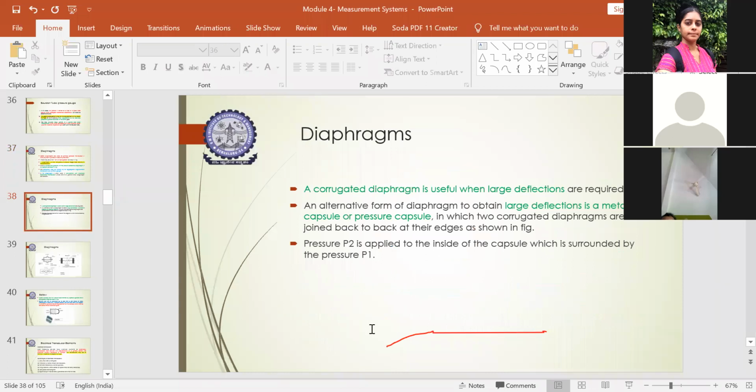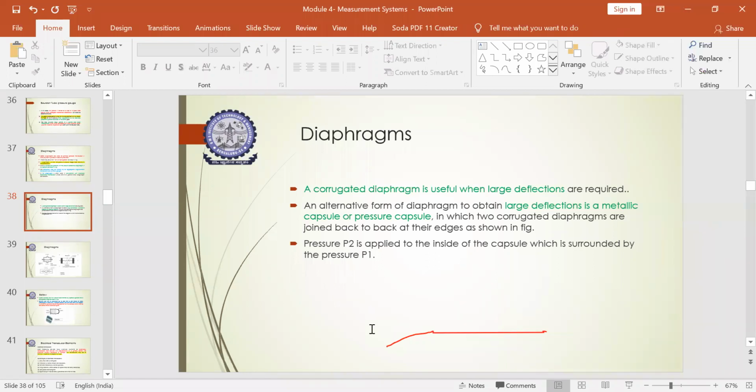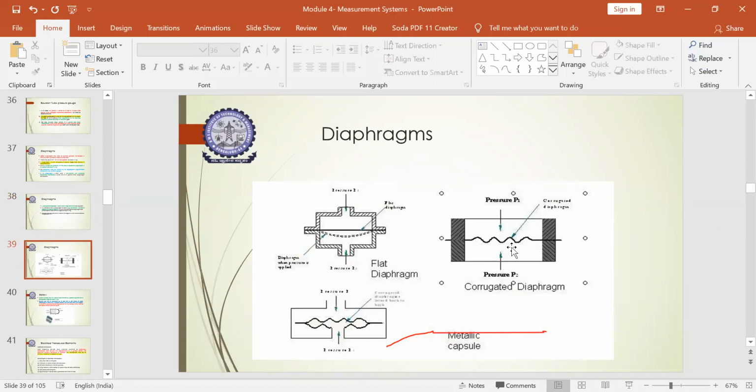What happens in the case of a corrugated diaphragm? When you need large deflections, it shows the output signal in the form of large displacement. So wherever there is a need for large displacement, you won't go with the flat diaphragm, but you go with the corrugated type of diaphragm.